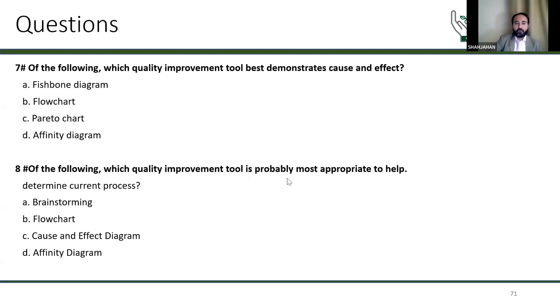Of the following, which quality improvement tool is probably most appropriate to help determine the current process? Means we want to show our management, we don't want to show them any problem. We just want to show them the current process of how we are receiving the medication from the store, how we are storing them, who is receiving. We want to show the management the current process. So which tool will we use? Brainstorming, flowchart, cause and effect diagram, or affinity diagram?